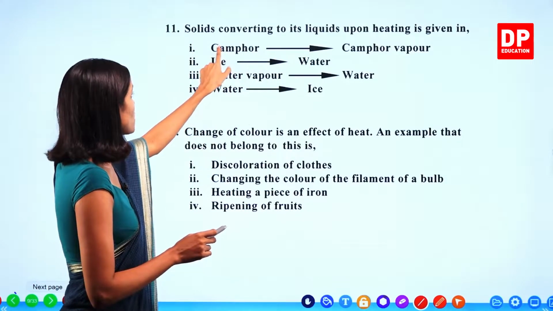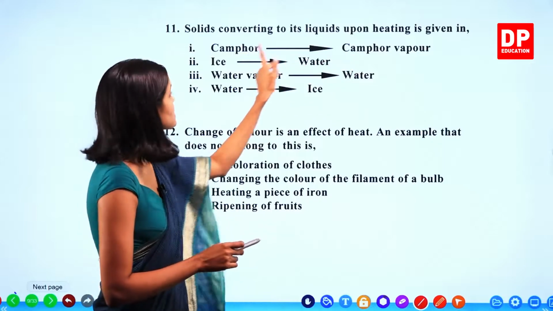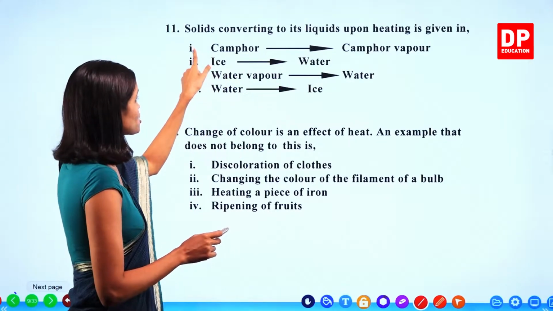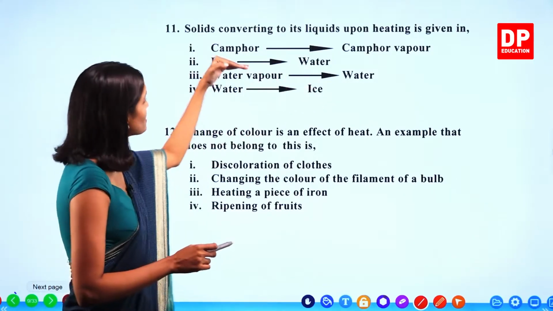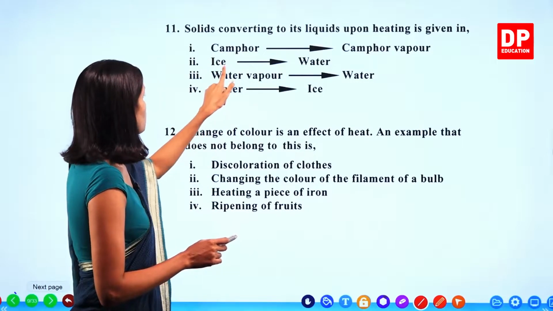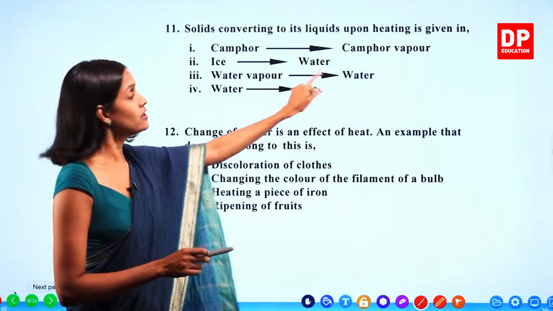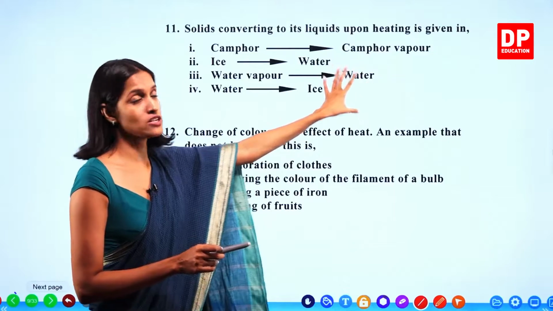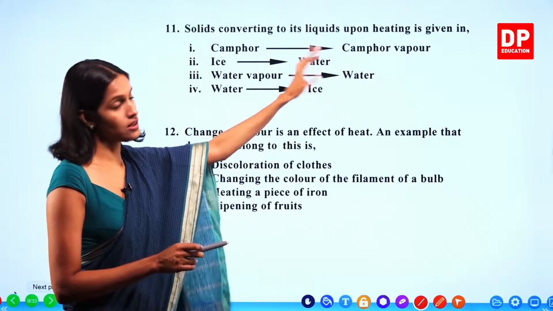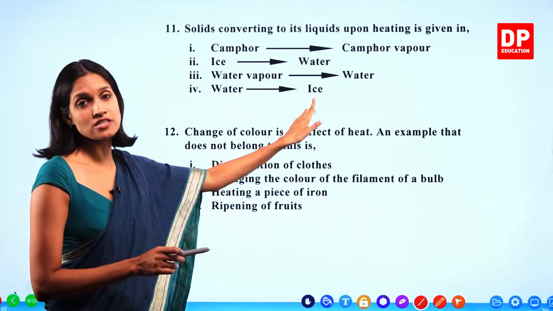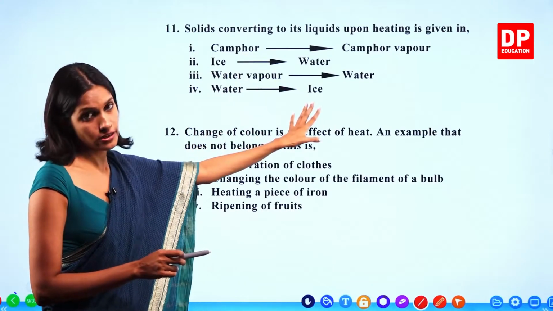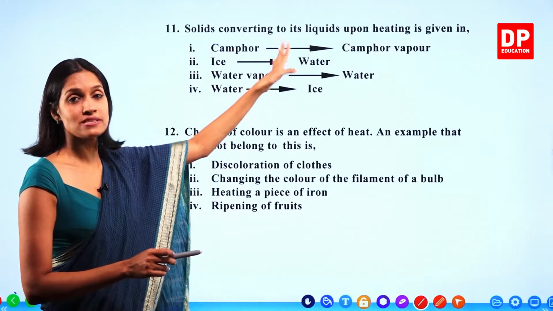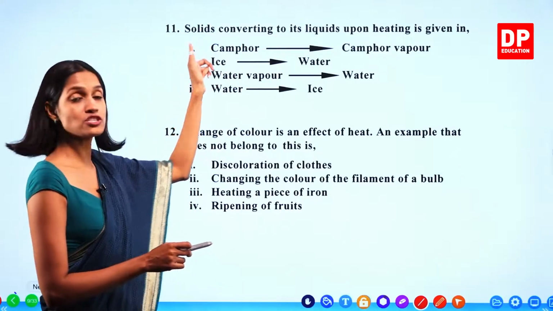Right? Now, this one is solid to gas. Second one, ice to water. That is correct, right? Ice is solid, water is liquid. We'll go through the next two as well. Water vapor to water. Now, water vapor is a gaseous state. Water is liquid. So, here gas to liquid. And here water to ice means liquid to solid. So, the answer where solids convert into liquid is the second one, ice to water.